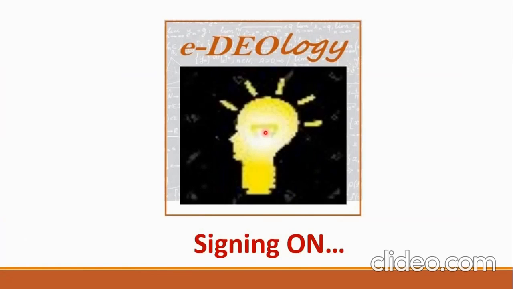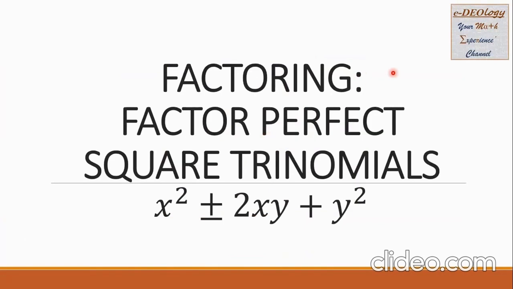Hi everyone. Today we're going to study factoring, and we are going to factor perfect square trinomials of this form: x squared plus or minus 2xy plus y squared. First, let us review our special product, the square of the binomial x plus y. And the answer is a trinomial x squared plus 2xy plus y squared.